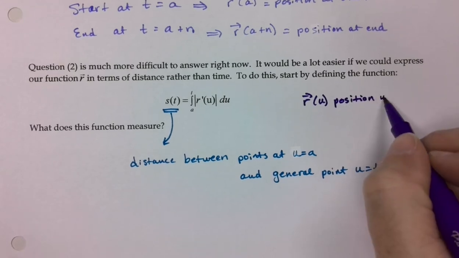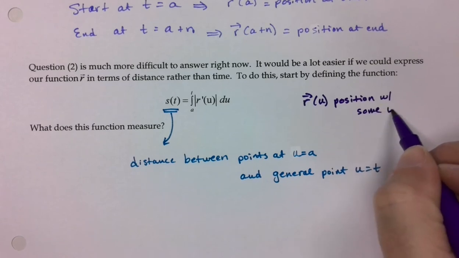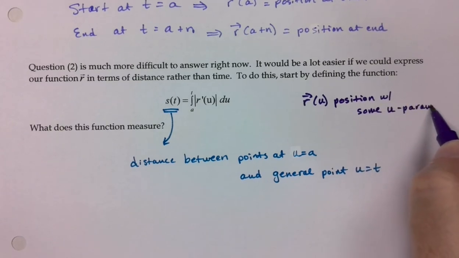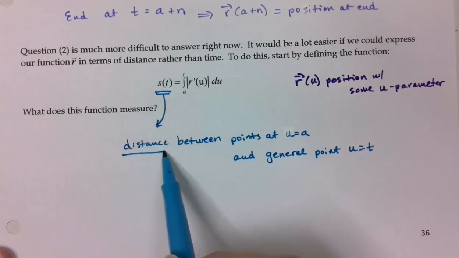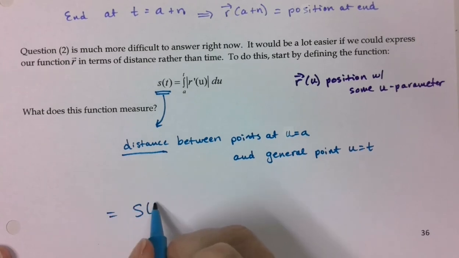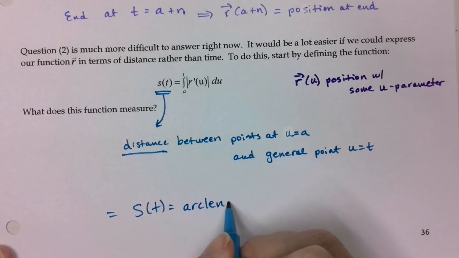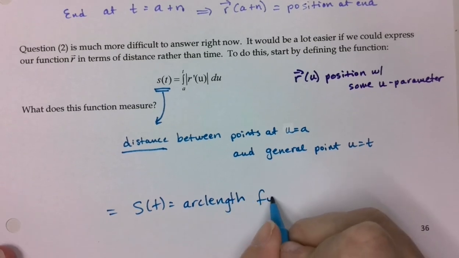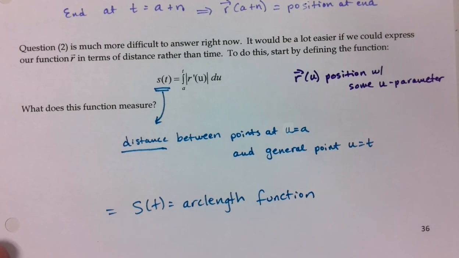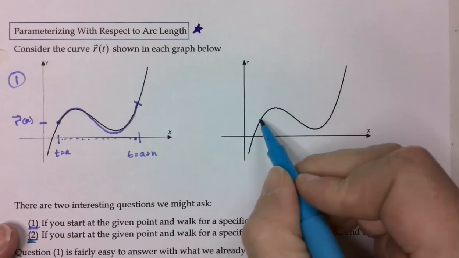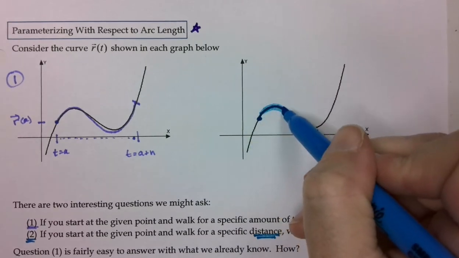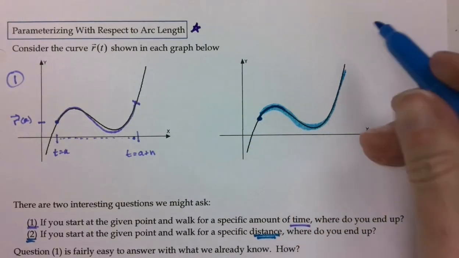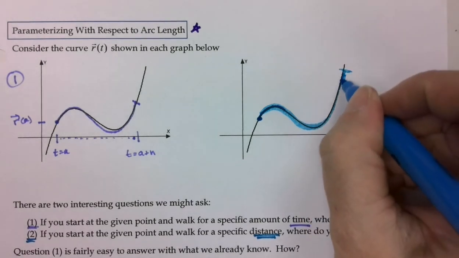But with some new parameter, u, which is not necessarily t. Okay, but that distance means that s of t would be an arc length function, right? It'd be the distance along the curve. In other words, I would have my starting position here, but I don't walk for a certain amount of time. I walk for a certain amount of length, and I stop when I've hit the length that I was looking for.